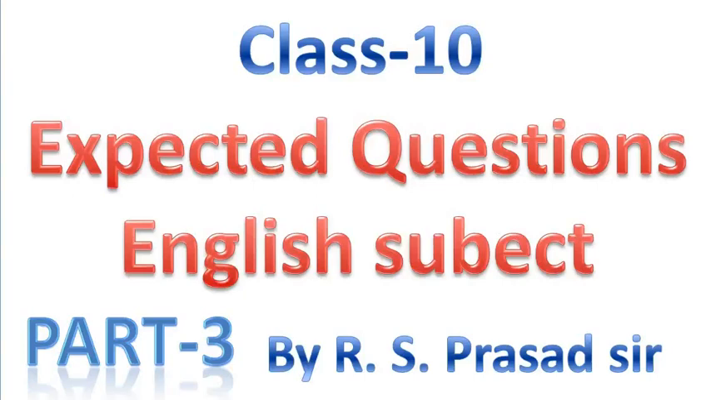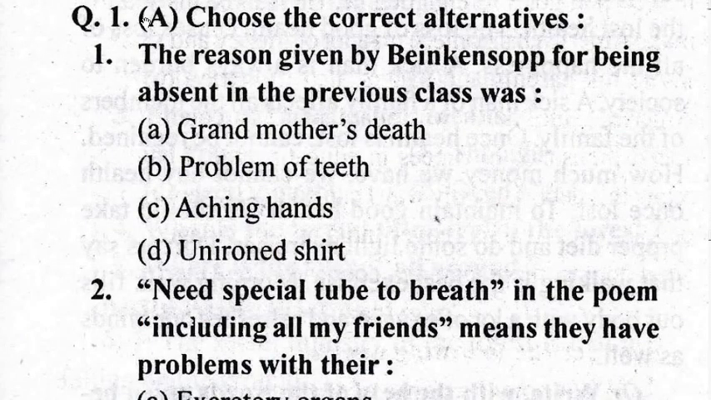In this video we will see class 10th expected questions, English subject. This is part 3. So let's start this video. Question number 1. Choose the correct alternatives. First one: the reason given by Banking Shop for being absent in the previous class was option A, grandmother's death, option B, problem of teeth, option C, aching hands, option D, unironed shirt. So the correct option is option C, aching hands.